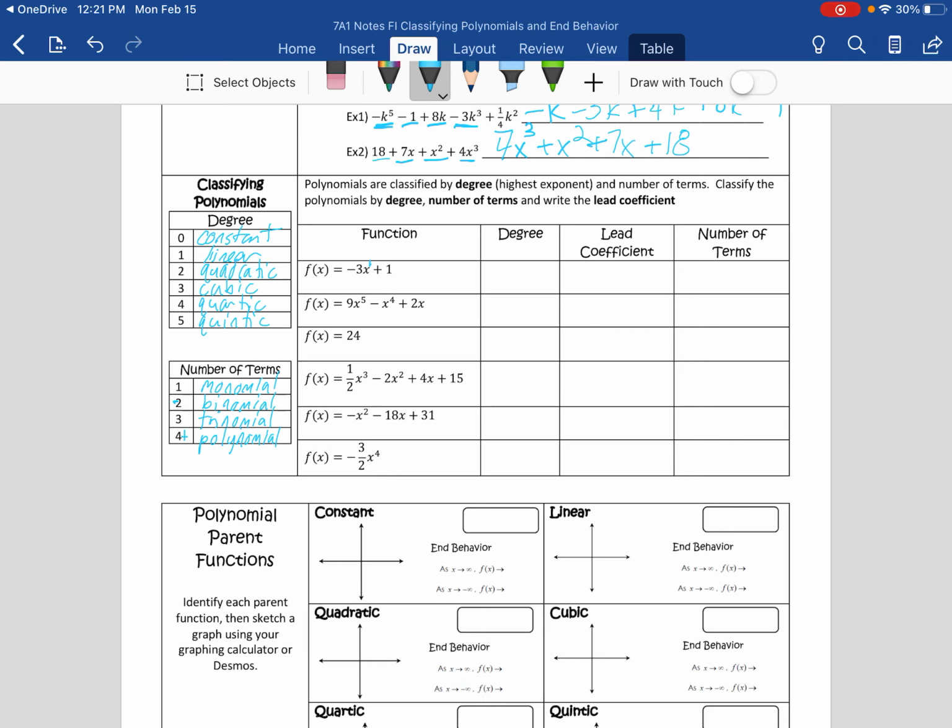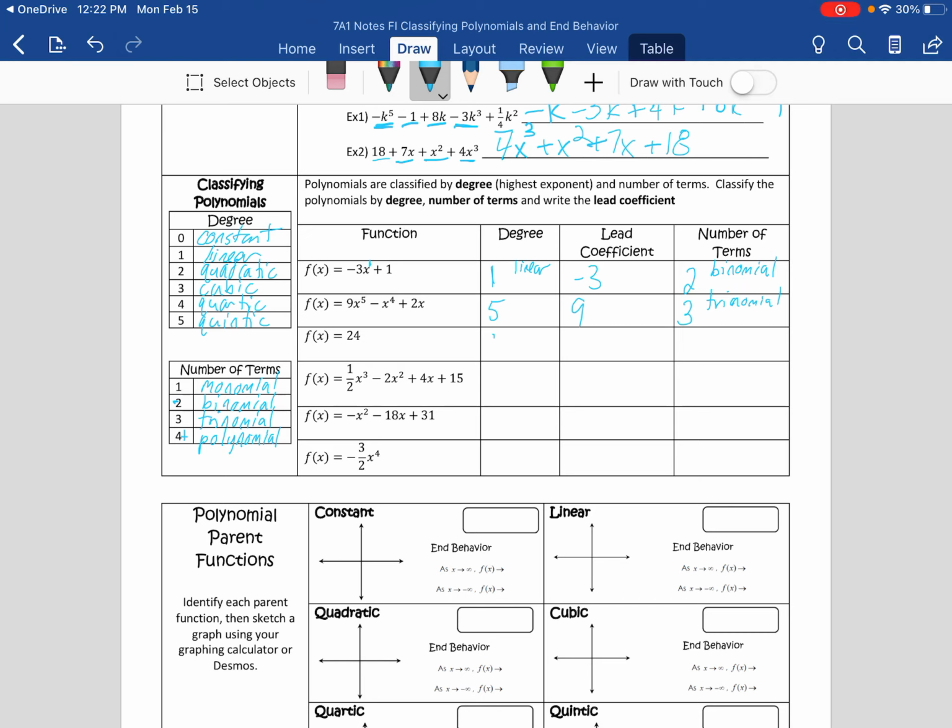So you need to be able to identify this right here because my lowest exponent, when there's no exponent there, you write a 1. That's going to be a first degree. Okay, so that means it's linear. You don't have to write this, I'm just writing it. The lead coefficient is -3 because it's the coefficient of the highest degree term. And the number of terms is 2, so it is a binomial. This is a fifth degree or quintic. You're not going to use that very much. Lead coefficient is 9. This has 3 terms.